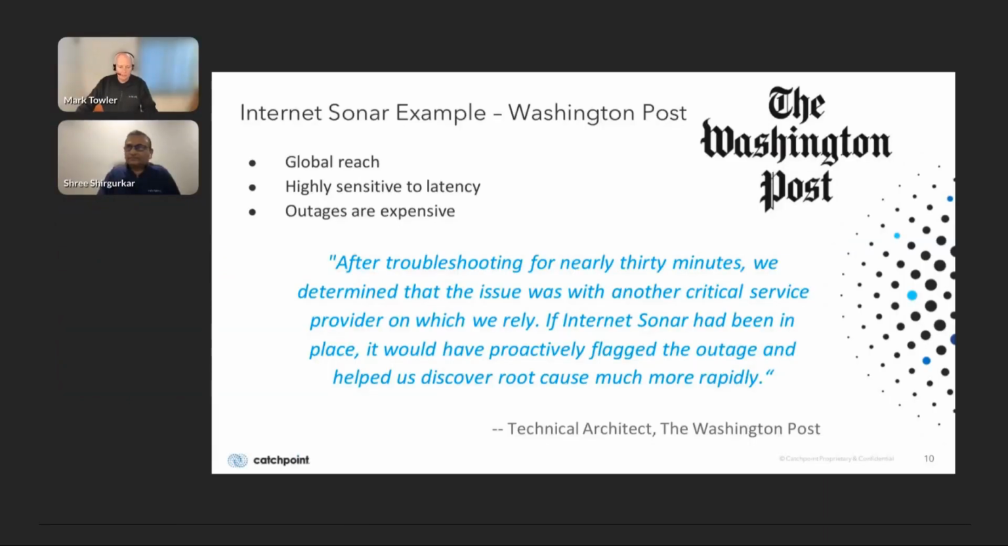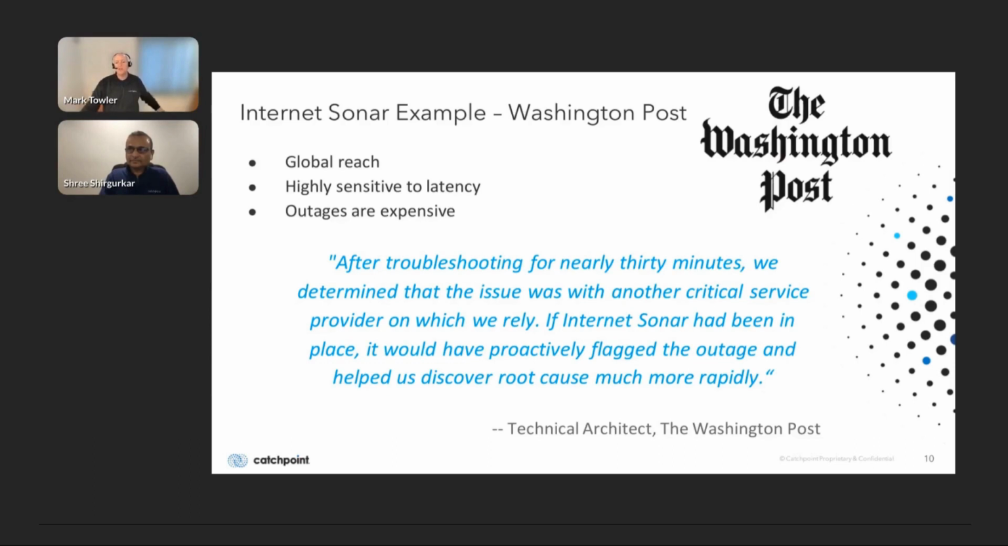Exactly. Well, and in fact, let's discuss another customer. And these ones, we can use their name. This is Washington Post, and they were actually one of our early adopters as part of the beta preview of Internet Sonar. Their issue was they have a big NOC established because they've got a global reach. They're very sensitive to latency. And like any organization, outages are really expensive. They told us this right after they started using Internet Sonar. I'll just read their quote.